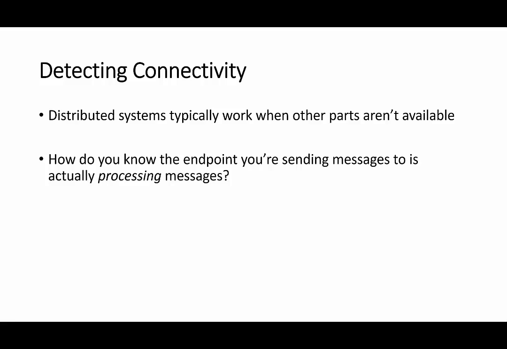Now, you might think a good approach here would just be to do network pings, maybe see if the destination server is going to respond. Well, that might work, but the destination server could be stuck in a loop where it's actually not processing messages. So it's responding to network checks, but it's not processing any messages. So how do we check that the endpoint is both available and processing messages? Let's take a look at one possible way.